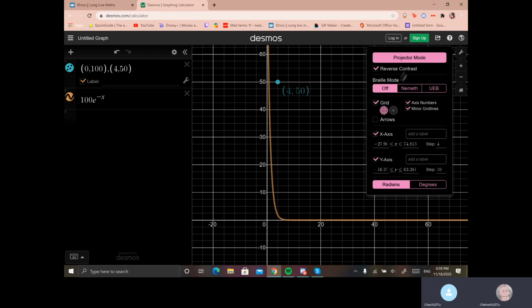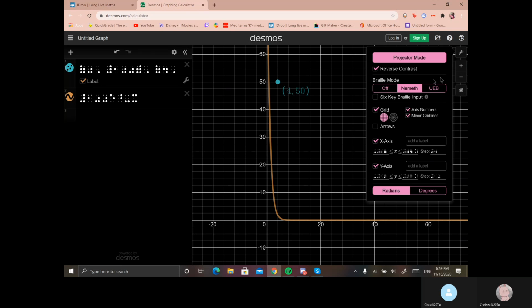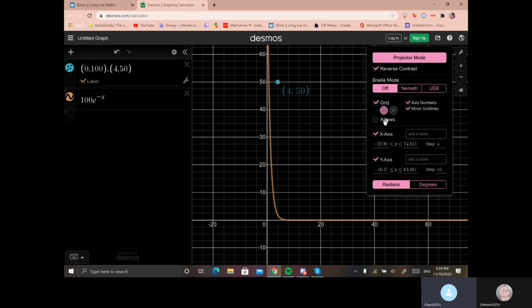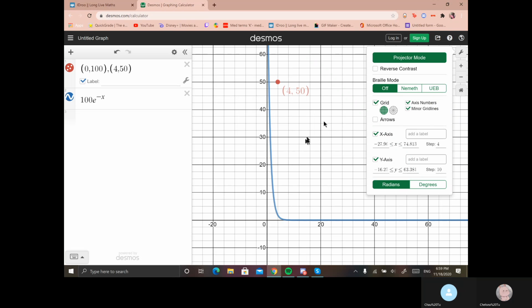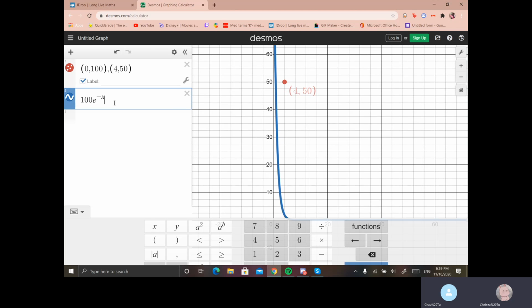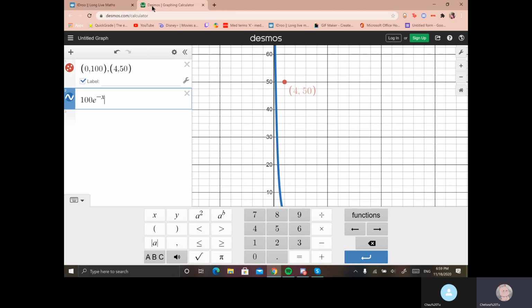Okay. How do I make this bright again? Turn off the projector mode. Where? Oh. Reverse contrast. Ew, so bright now. 100e negative.